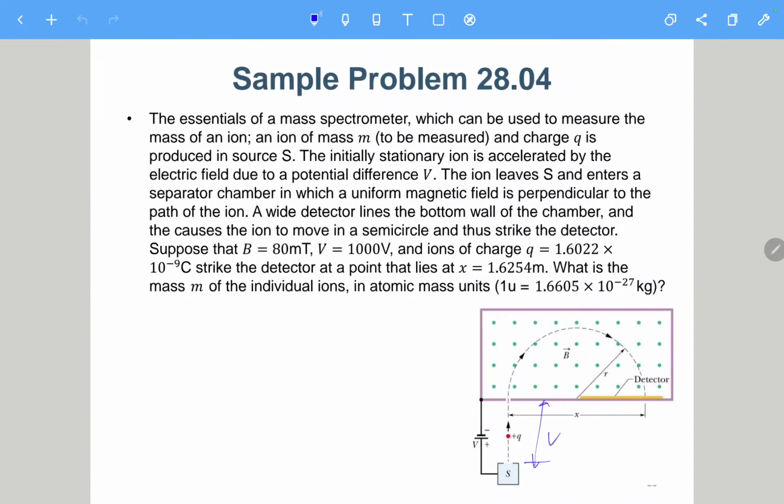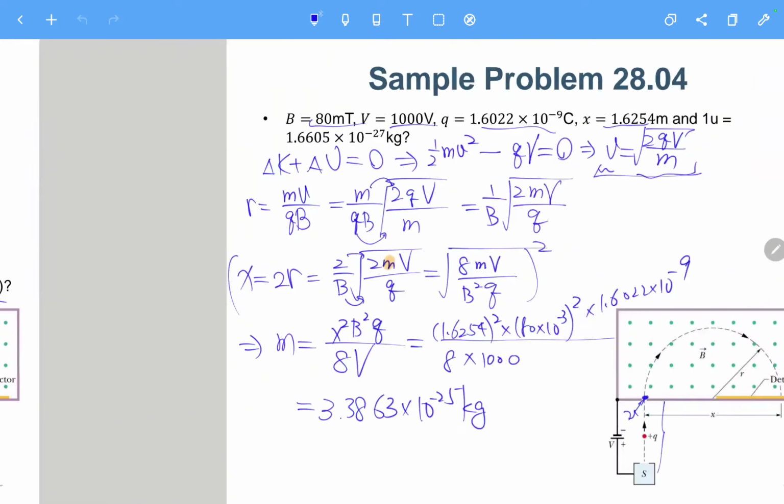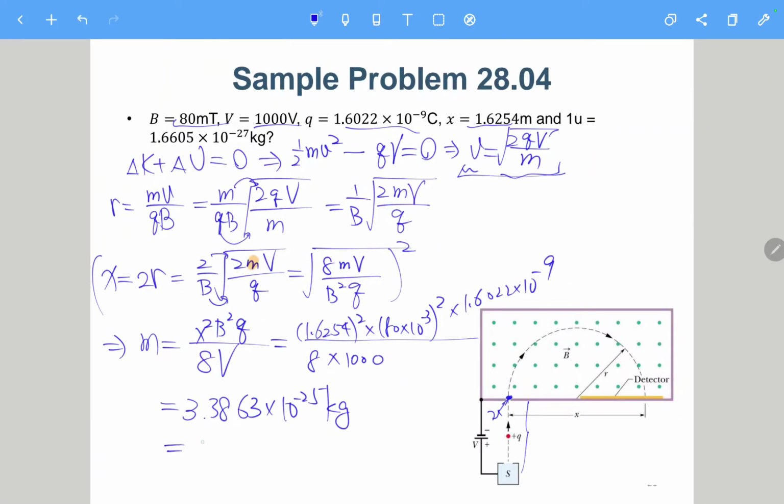And then it asks you to represent the mass in this unit. So we just divide the answer by this value. We can get how many u. So this is actually 203.93 u. And this is the final answer. Which means that we just divide it by 1.6605 times 10 to the minus 27 to get this.